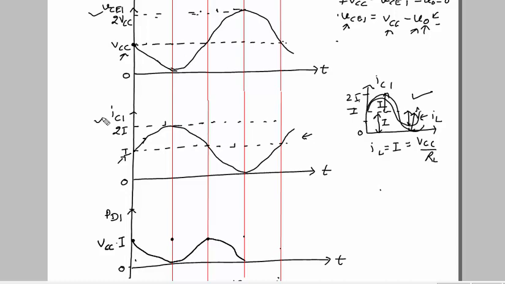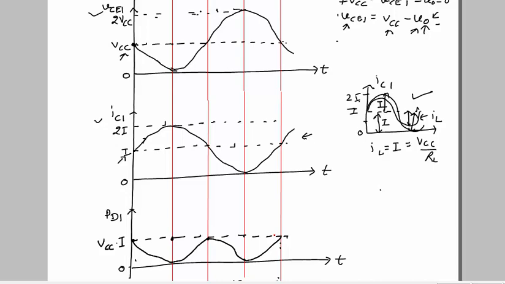Similarly at this point, VCE1 equals VCC and IC1 equals I. So this value will be VCC into I. It means the maximum power dissipation it is maintaining is VCC into I. This is a very important result. Based on all these waveforms, we will cover the next topic as power dissipation.